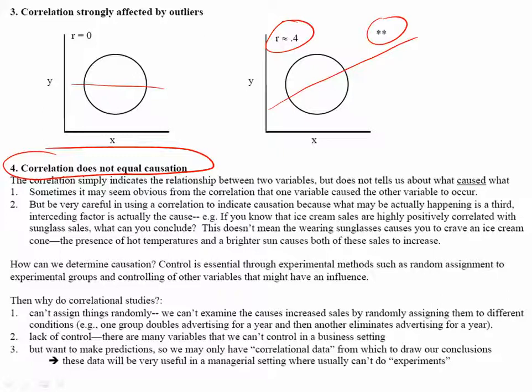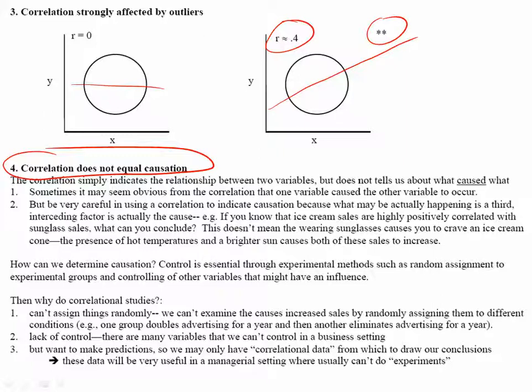Number two, we need to maintain control. So lack of control, there are many variables that we can't control in the business setting. When we get into multiple regression in section 9, we'll be talking about control variables.